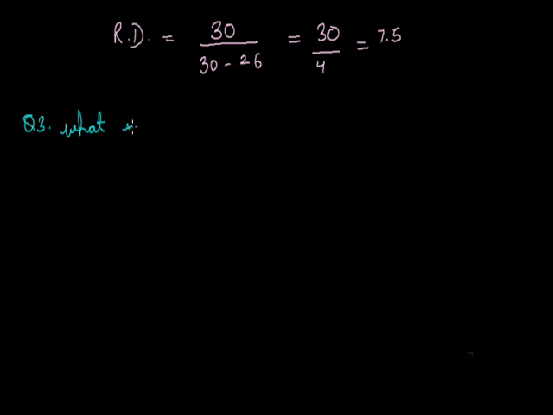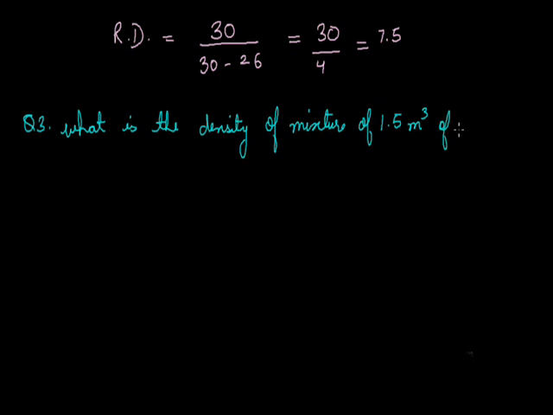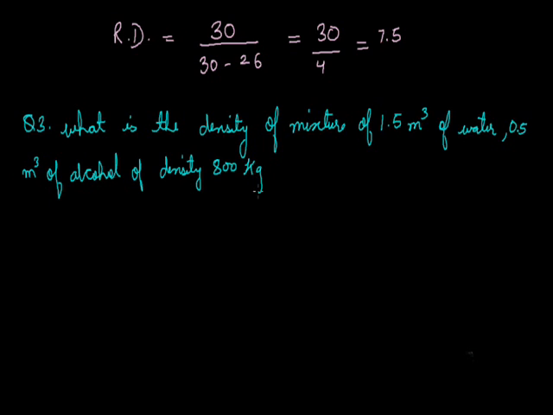What is the density of a mixture of 1.5 meter cube of water, 0.5 meter cube of alcohol of density 800 kg per meter cube, and 1 meter cube of oil of density 1100 kg per meter cube?